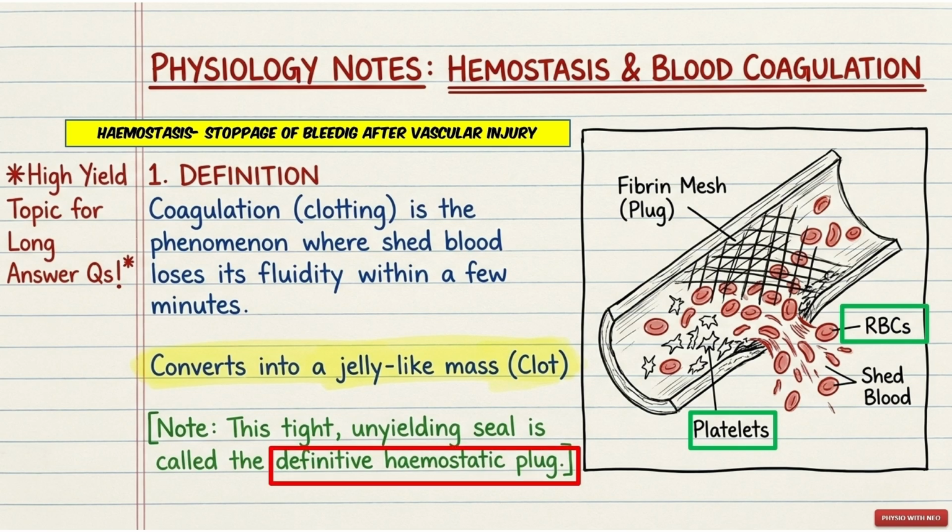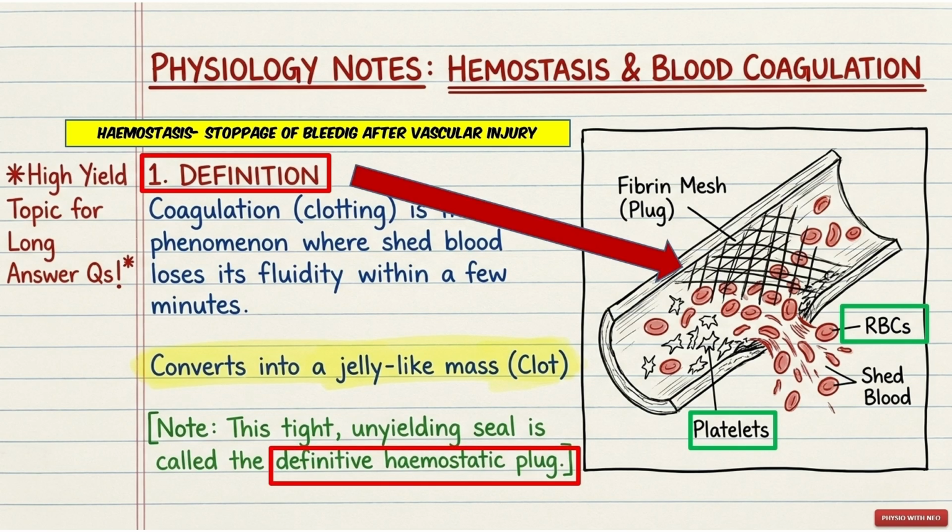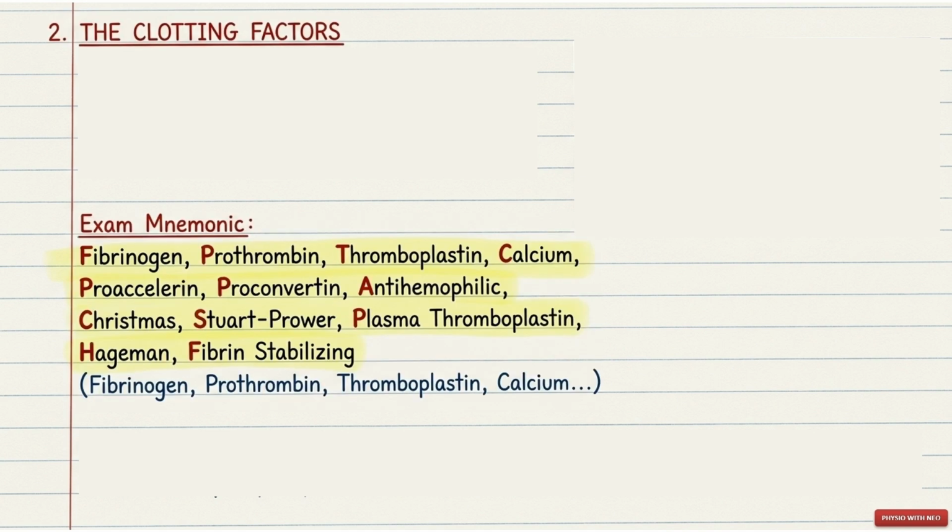Never start directly with the pathways. Always start with the definition, then diagram, and then mechanism. Now comes the part most of the students fear, the clotting factors. But don't memorize them randomly. Think of them as players in a relay race. Fibrinogen, prothrombin, thromboplastin, and calcium.